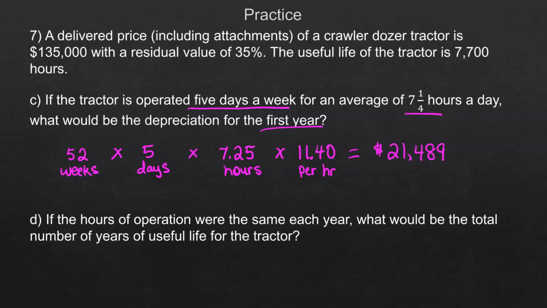Then it said if the hours of operation were the same each year, what would be the total number of years of useful life for the tractor? So we would take the 87,750 and divide it by the amount of depreciation if we did that each year, and you would get 4.08, which means it would have a useful life of 4 years. And then that would be the end of that.